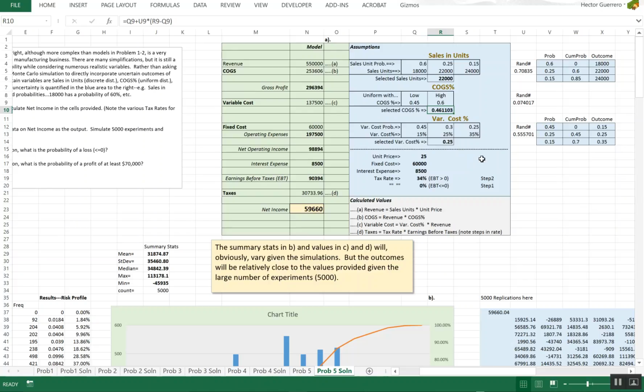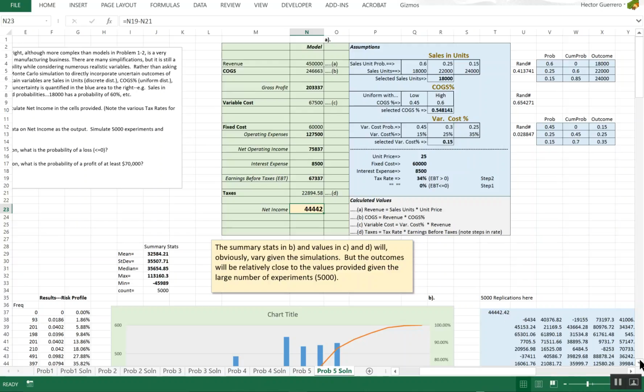Finally, we have a discrete distribution for the variable cost. Here we have the same thing. I return with a VLOOKUP using this RAND, looking at this table. The table is here. I find my value in the table and I return the outcome. And so all 3 random variables are determined and they're employed in the calculation of this net income. Of course, net income is the golden cell. It's the metric of interest, and we're going to generate 5,000 replications of that.